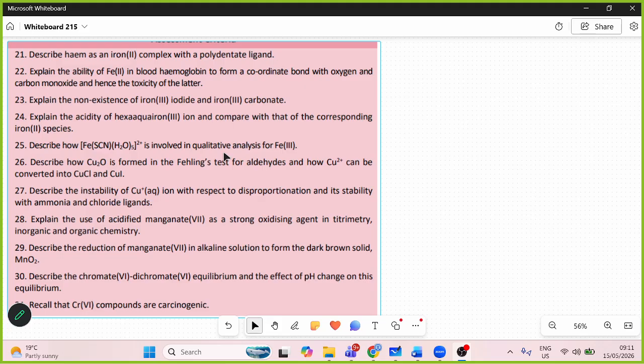Heme is a complex, it's a polydentate ligand. I believe it's a hexadentate, but it doesn't really affect whether it's hexa, hepta, octa, or whatever. All you need to know is that it is a polydentate ligand, and hemoglobin will coordinate with oxygen and carbon monoxide and transfer this to different cells.